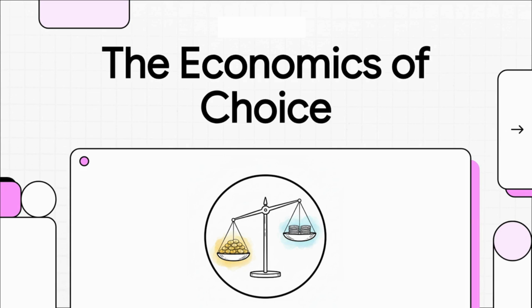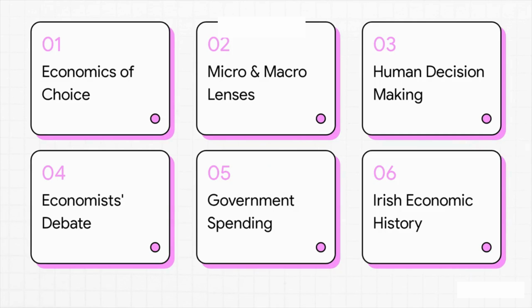If you've ever wondered why governments make the specific spending choices they do, or honestly, why we as individuals sometimes buy things we definitely don't need, well, you are in the exact right place. All right, let's take a quick look at our roadmap for today. We're going to cover the economics of choice, micro and macro lenses, how we humans actually make decisions, the great economist debate, real-world government spending, and finally, wrap up with Ireland's economic history.